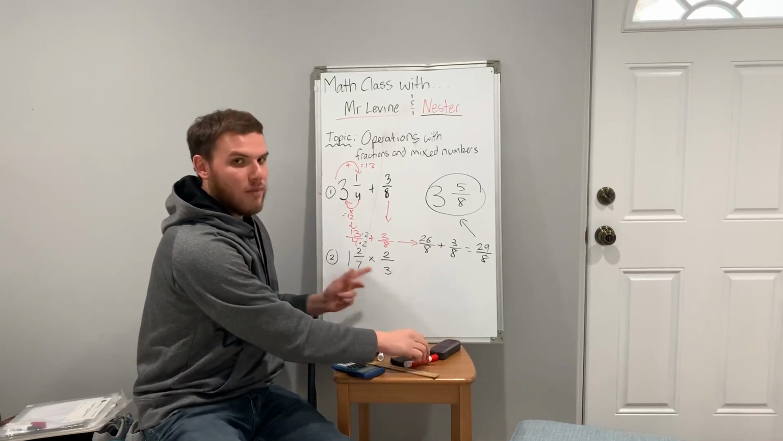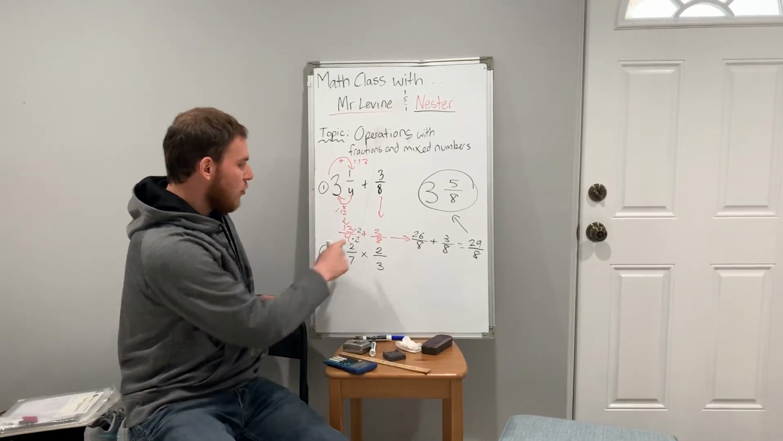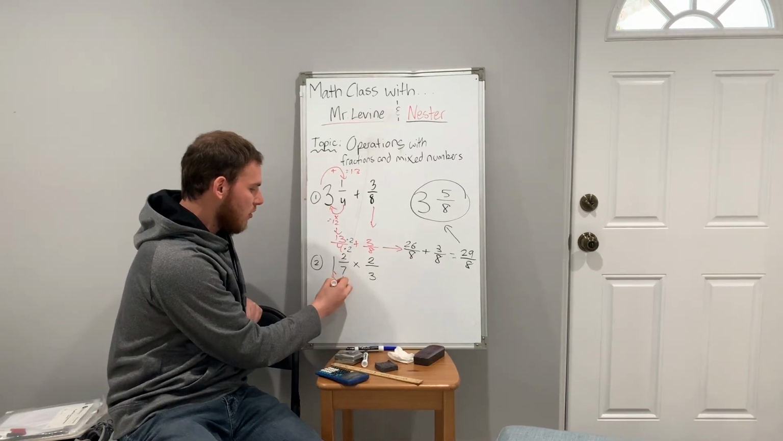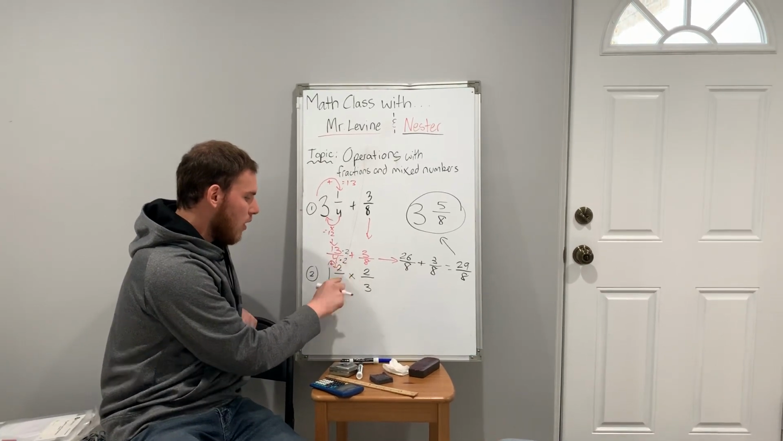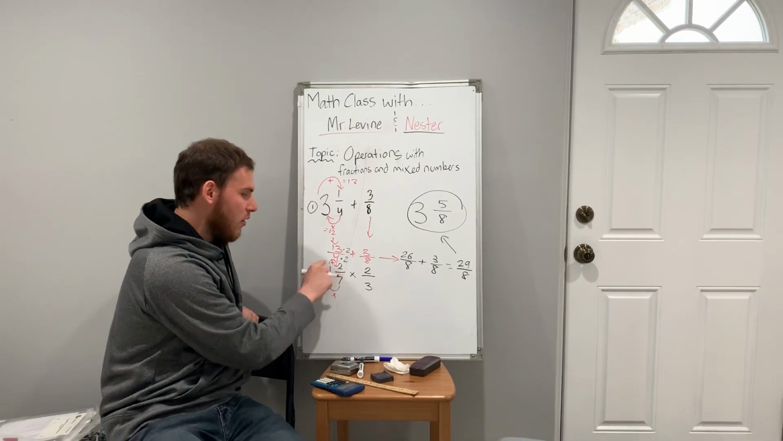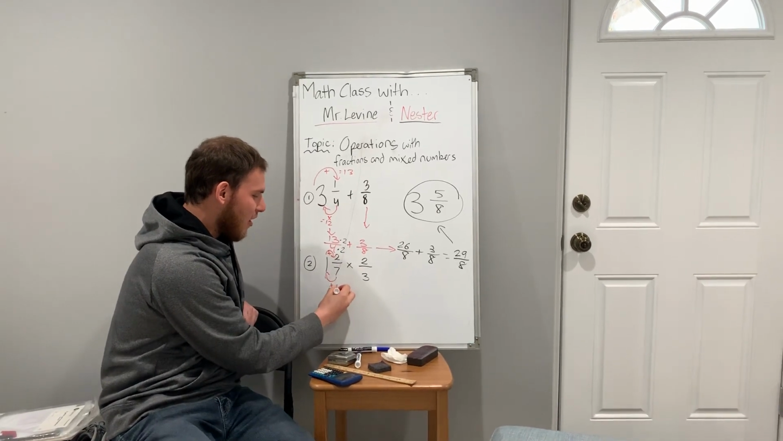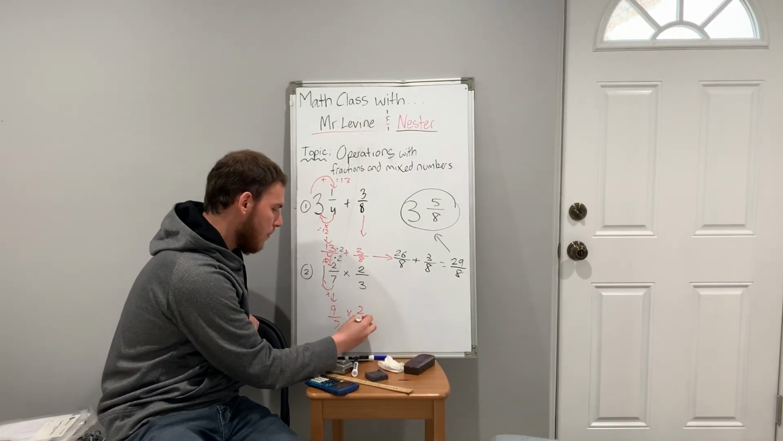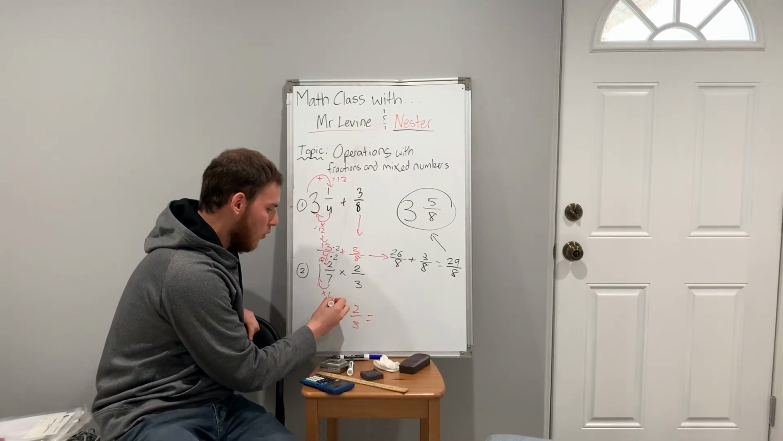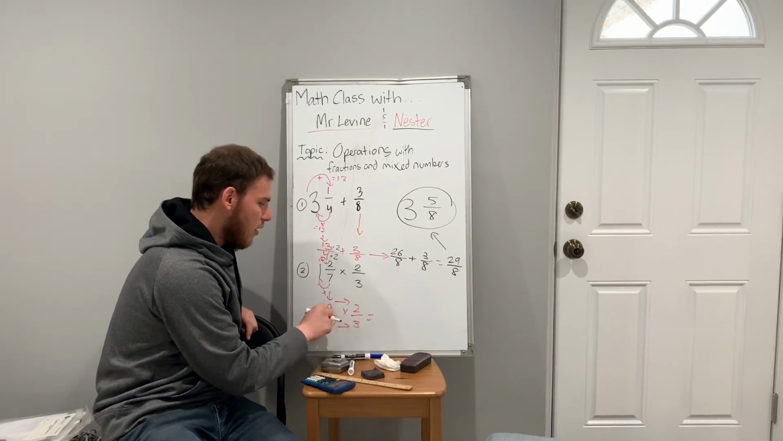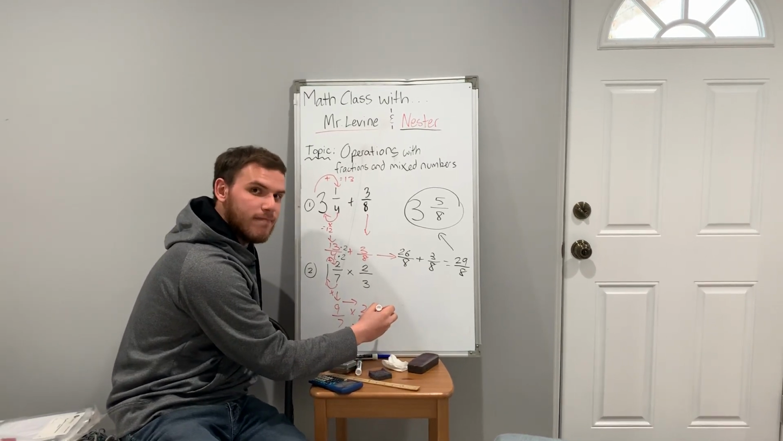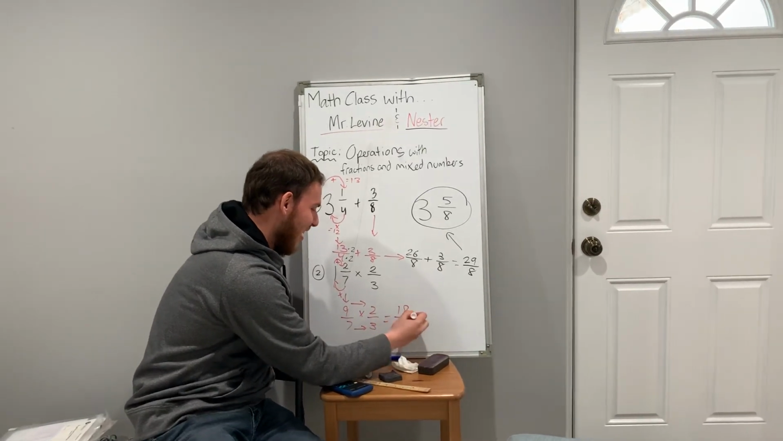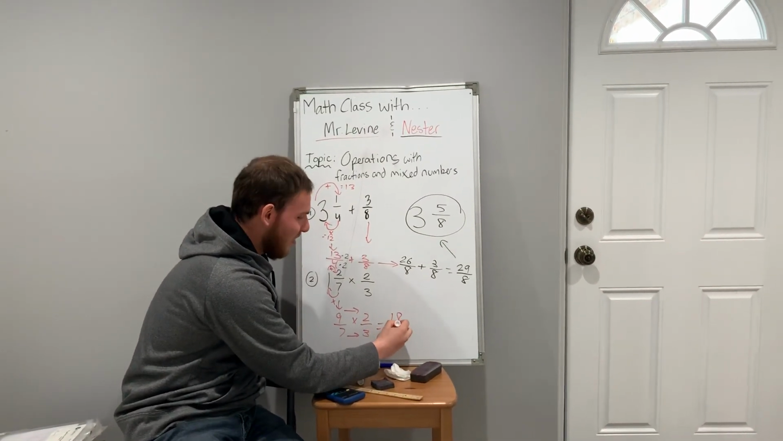We don't have to worry about the bottom numbers in multiplication. All we have to do is do the same thing here. Turn 1 2/7 by multiplying and then adding. 1 times 7 is 7, plus 2 is 9. And we get 9 over 7 times 2 over 3. And then we just multiply right across. 9 times 2 is 18, and 7 times 3 is 21.